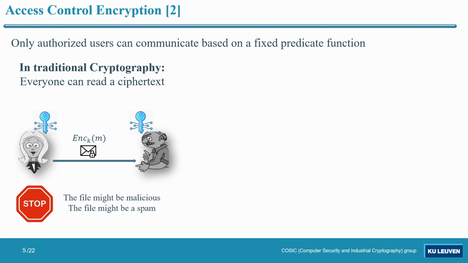In 2016, Damgård, Haagh, and Orlandi proposed access control encryption to answer this question in a cryptographic way, such that only authorized users can communicate based on some fixed predicate function. As we already discussed in the previous slides, standard encryption is unable to cover both of these requirements for us, because in standard encryption, the data owner or the sender has no limitation for transmitting and broadcasting the ciphertext over the network.